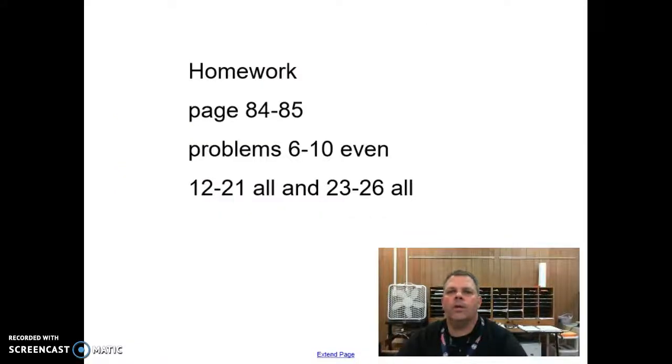So as a quick reminder, when simplifying expressions, always change subtraction to add the opposite, combine the like terms, and simplify when possible. Today's homework is page 84 and 85, problems 6 through 10 even, 12 through 21 all, and 23 through 26 all. Please show all of your work on your paper. Do not jump around on your paper when showing the work. Please number it as we have talked in the past, and show your work with the problem.